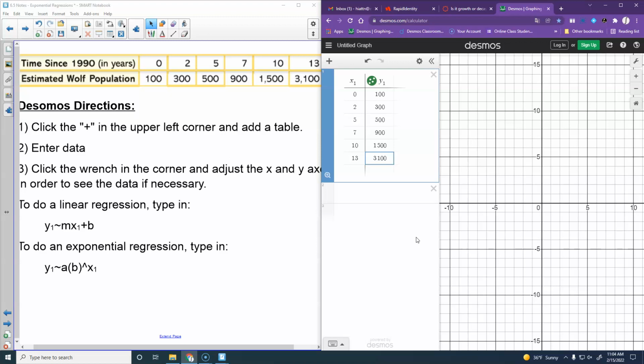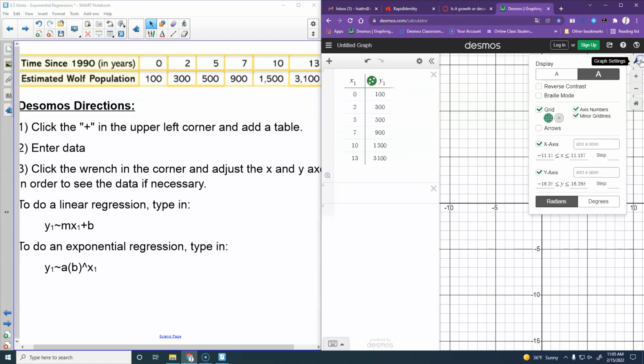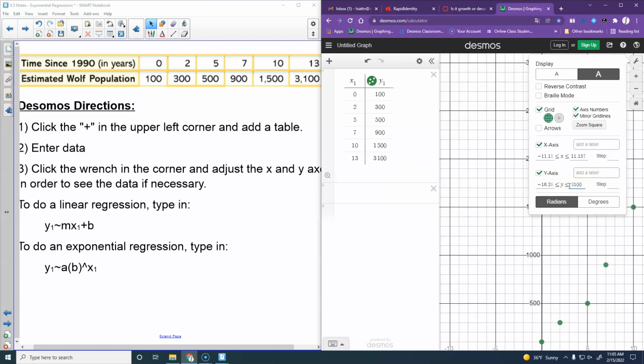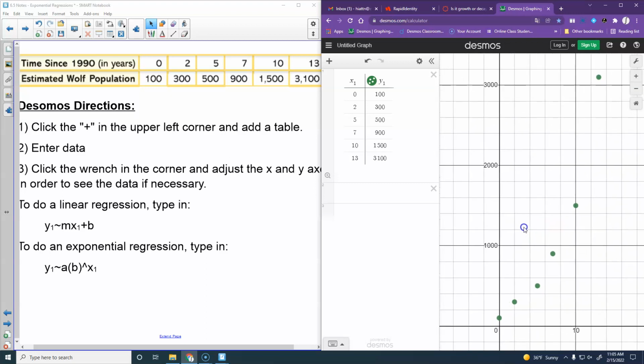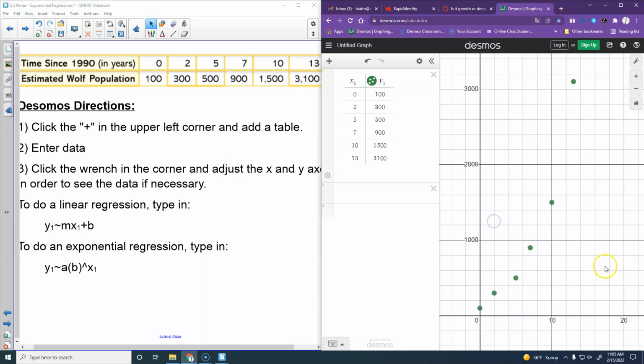Alright, so everybody got their data in. I can't see mine. It's not there at all. So I'm going to hit the wrench. My biggest number is 3,100. So for right now, I'm just going to go change my Y to 3,100. And then you can kind of zoom in and out a little bit from there. So this is what I've got.